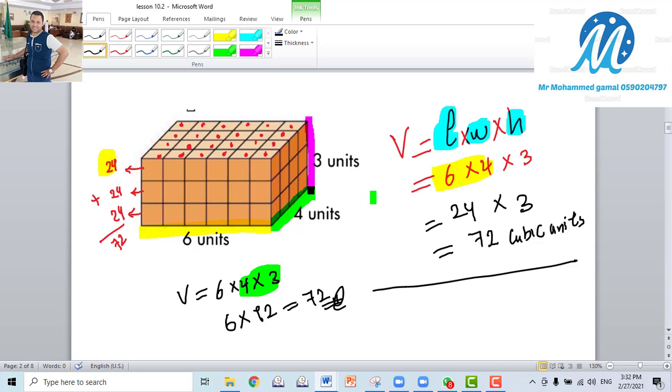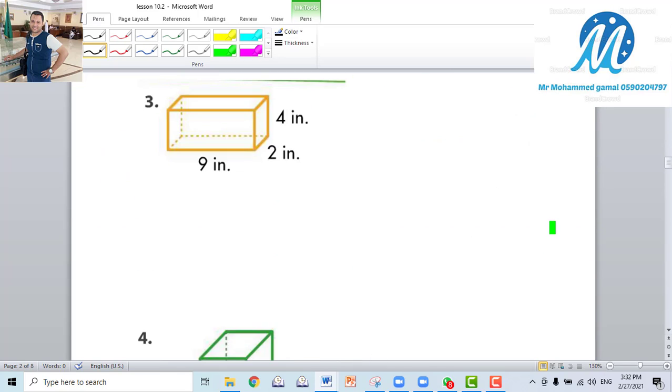So in this lesson, you have to know that we can also get the volume of this rectangular prism not only by counting, but we can use the formula to multiply the 3 dimensions: length, width and height. And remember, the answer in volume should be in cubic units because it's a 3-dimensional shape. Okay, let's take another example.